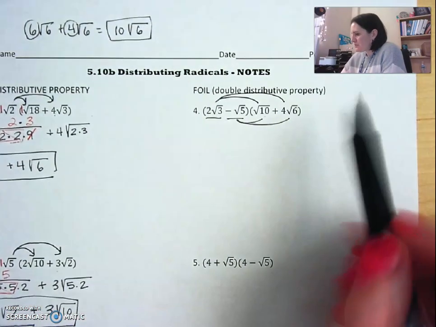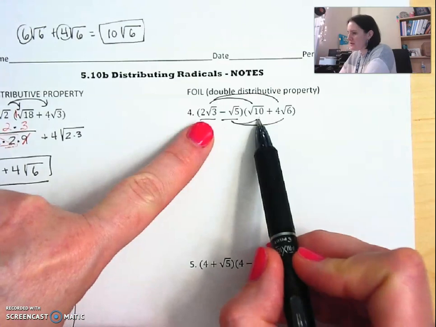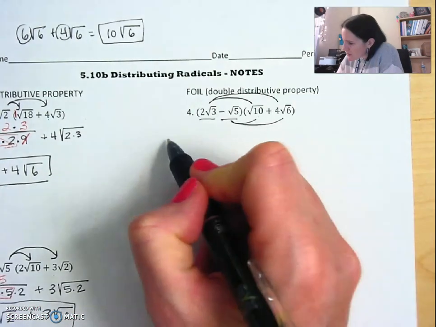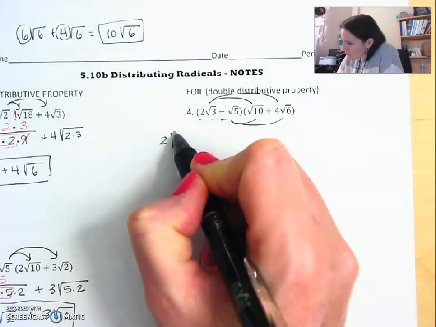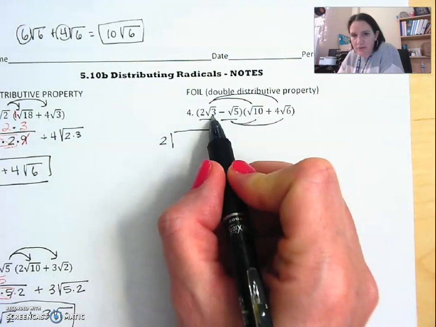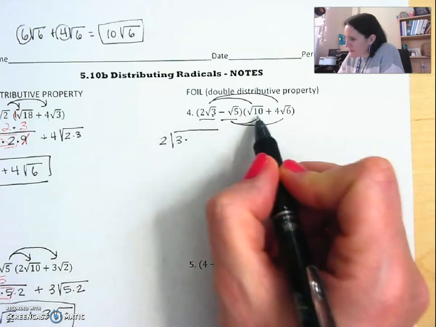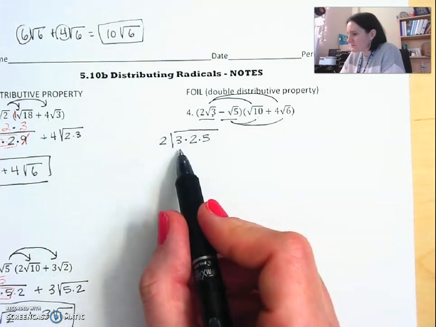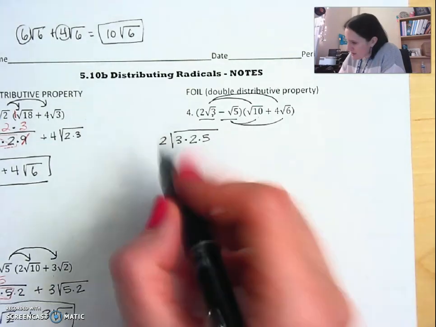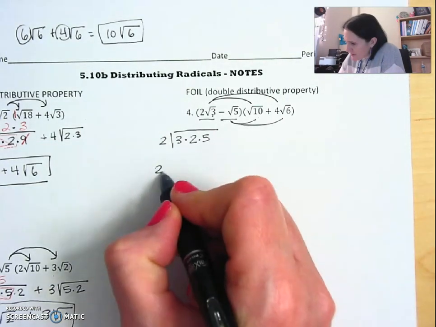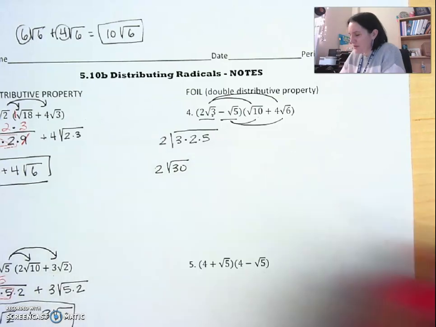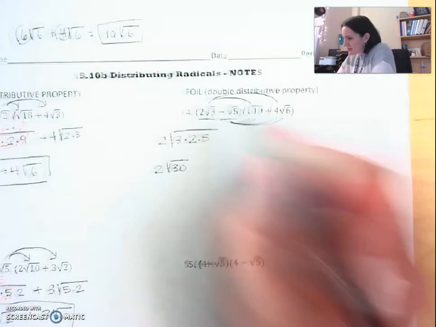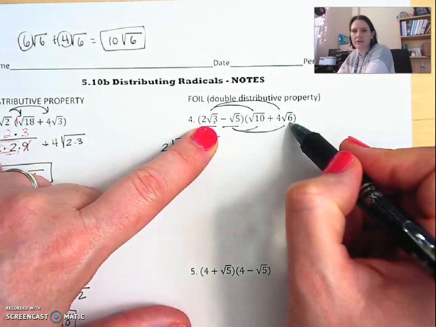So I'm going to do the first terms here, 2 radical 3 times radical 10. So that gives me 2. And inside my radical, I have the 3 times the 10, which I'm going to factor so that I can look for pairs. There are no pairs, so just multiply them back together, and it's going to be 2 radical 30.